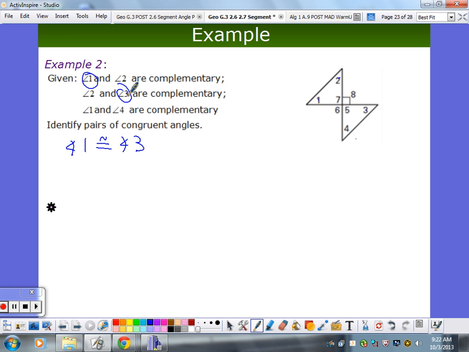Yeah. I thought angle 4 and angle 3 are also congruent. Why? Because 4 is complementary to 1, 1 is complementary to 2, and 2 is complementary to 3. All right, so say it again. Or you can even use substitution and say, well, angle 1 and angle 2 are complementary. So that means 2 and 4 are congruent? Is that where you're going? Yeah, 4 and 3.